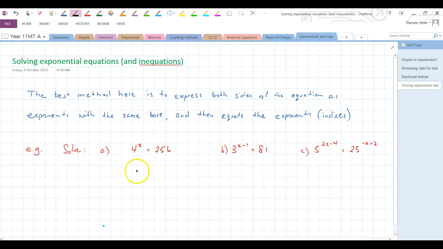So let's have a look at this first one. This is 4 to the power of x. All right, so what I'm looking to do, 4 is probably a good starting point, 4 to the power of x. I'm looking to write 256 as a base of 4 if I can. It's a big power of 4, isn't it? But 256, let's think about that. 4 goes power 1, power 2, power 3 goes to 64, and power 4 goes to 256. So this will be 4 to the power of 4. So now we've got both sides of the equation with the same base. We can equate the powers, or equate the exponents, so therefore x equals 4.